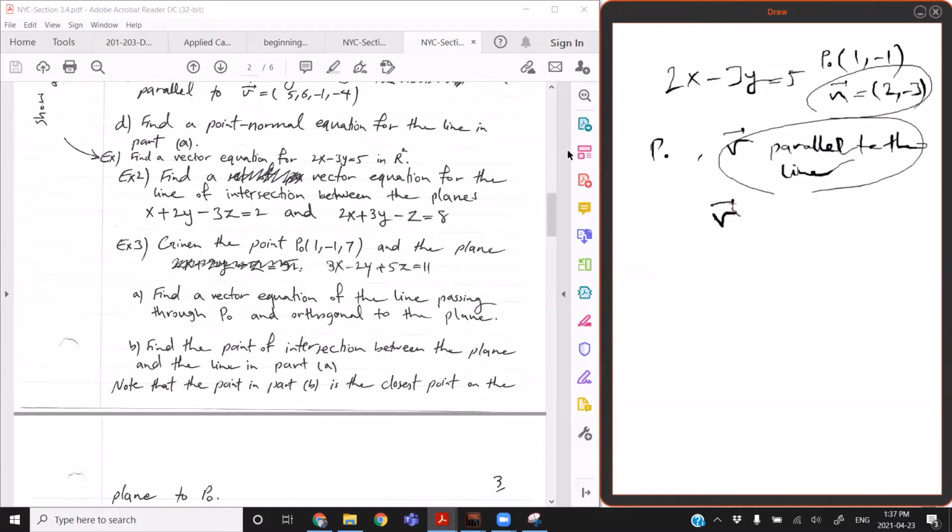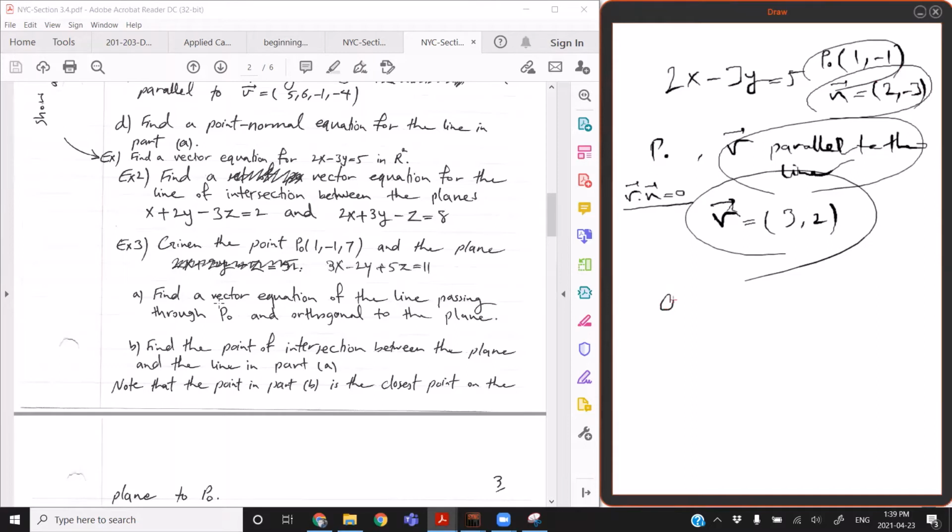Can anybody tell me what V should be? Or what is the most obvious form for V? If this is orthogonal to the line, can you think of a vector that's parallel to the line? You only need to think of a vector so that V times N using the dot product is 0. 3, 2. 3, 2 will work. This would be the vector that's parallel to the line. And I can use this point.